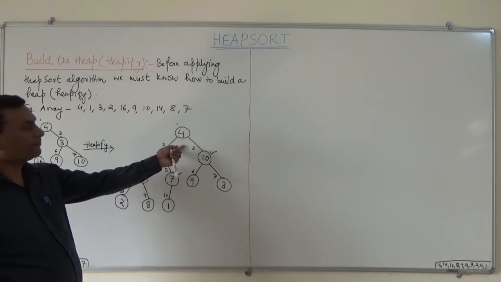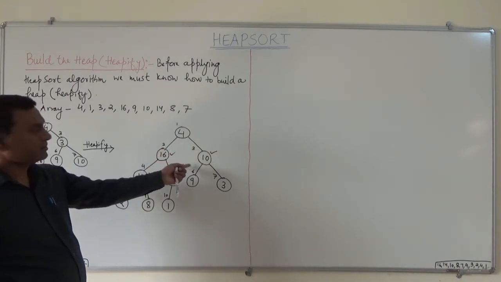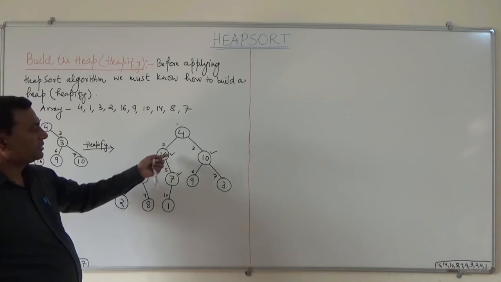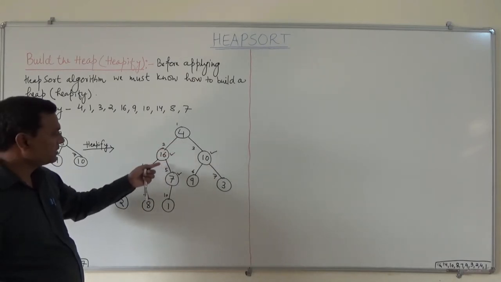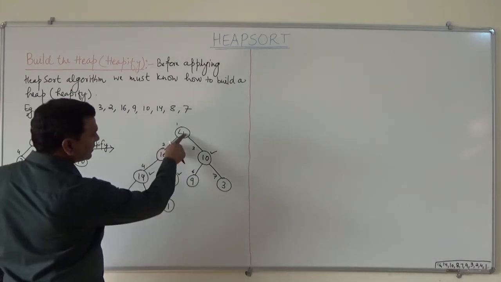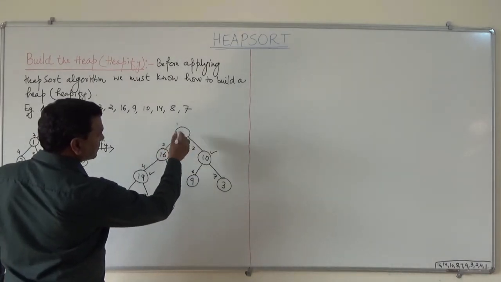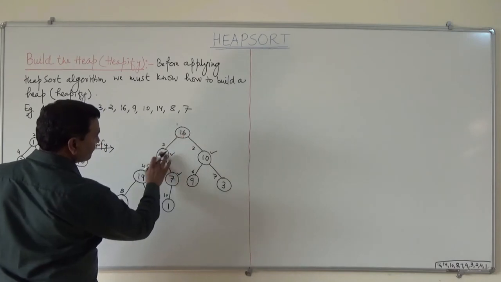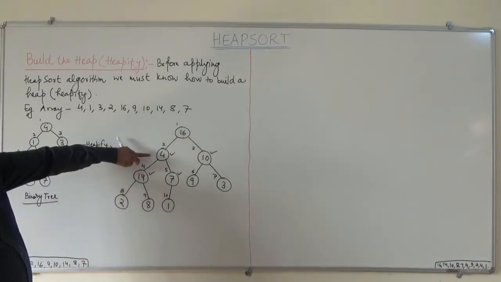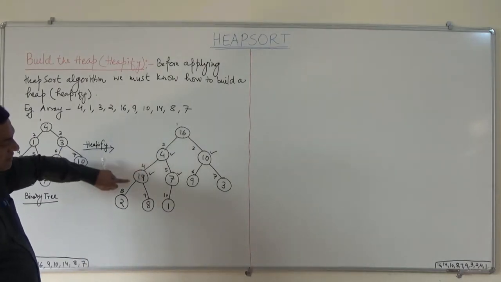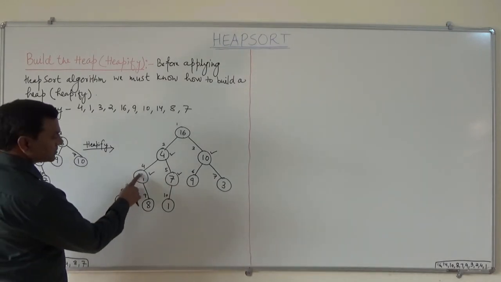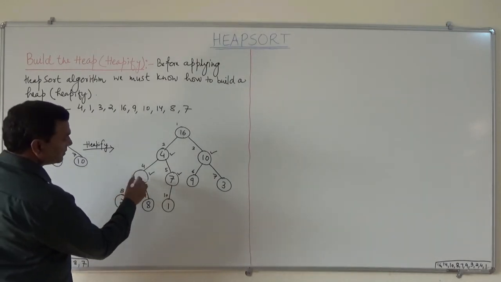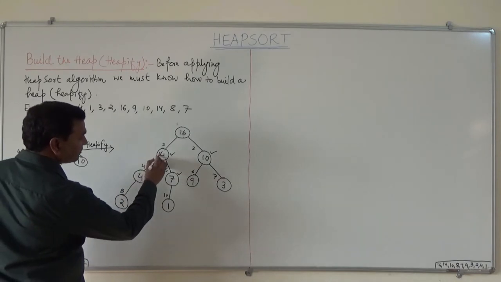Now we will see 4. 4 is less than 16 and 10. So 4 should be swapped with this 16. 4 and 16 should be interchanged. So now we will interchange this 16 and 4. Now we will compare this 4, because this 4 is now less than this 14. So 4 and 14 should be interchanged. So this will be 4 and this will be 14 now.